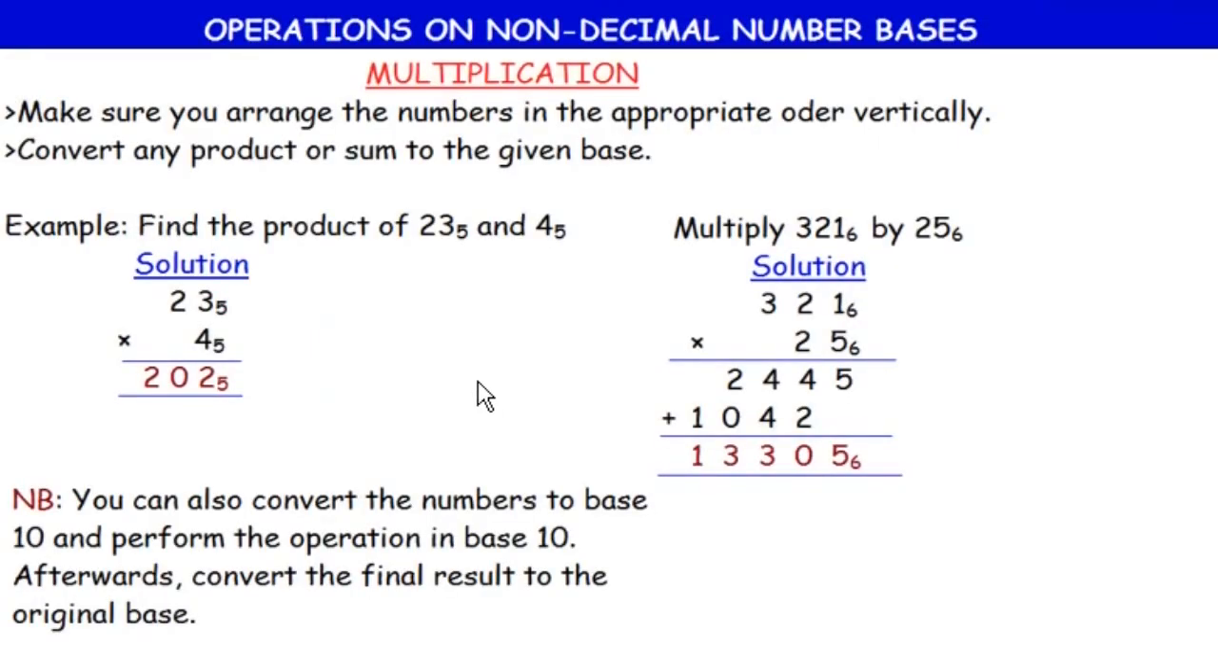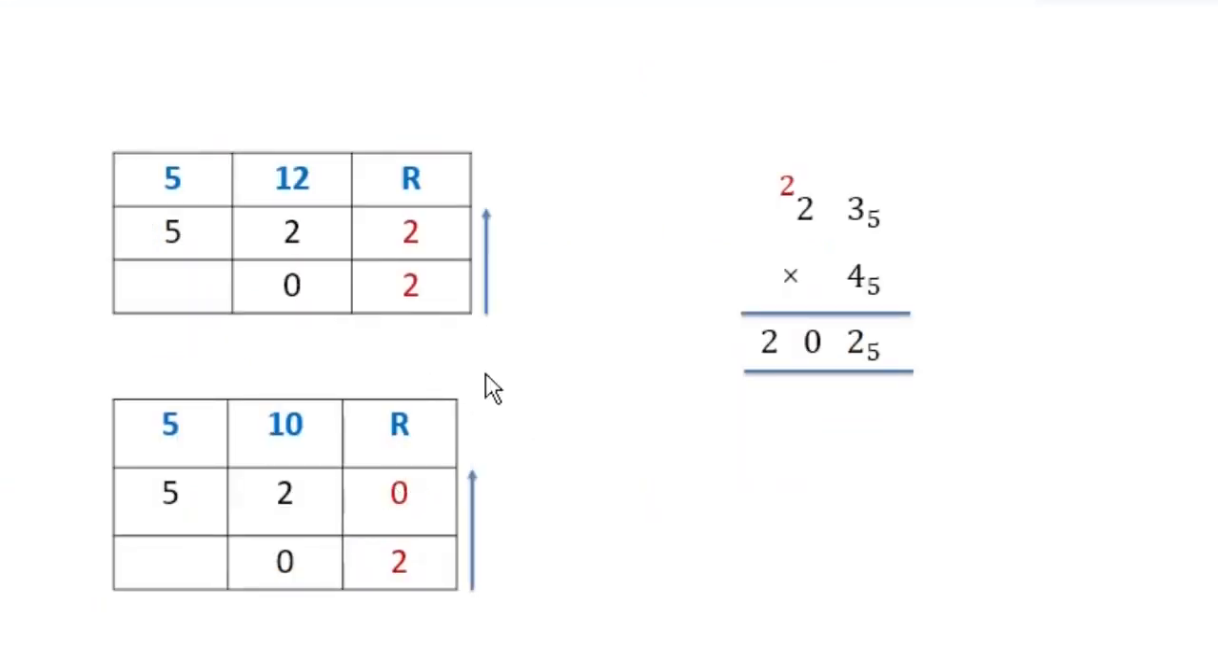Okay, let's proceed. What about multiplication? Right, so for multiplication too, you are going to arrange it the same way, the same vertical order that you arrange numbers when you are multiplying. So here we have to find the product of 23 base 5 and 4 base 5. So we are performing the multiplication in base 5, right? So we are going to present it this way. Then we are going to multiply, but whatever product we get must be converted to that particular base, which is in base 5. Right, so let's do the solving here.